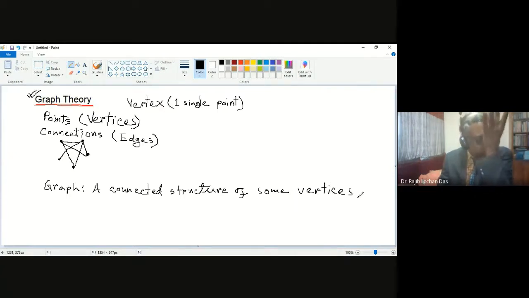So I have shown one graph here. A graph may be something like that also, or something like this also. One point is connected with another. How many points will be there, we do not know. There may be different connections. So this is another graph. You got my point? You understand what a graph is now? Yes, sir. Yes, sir.